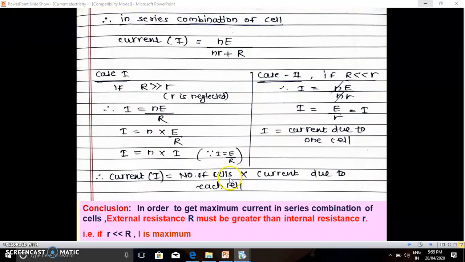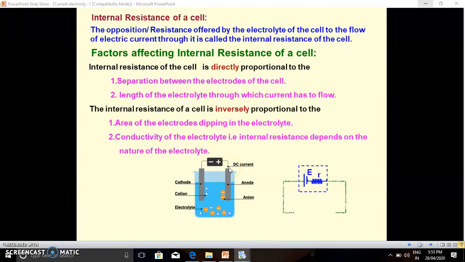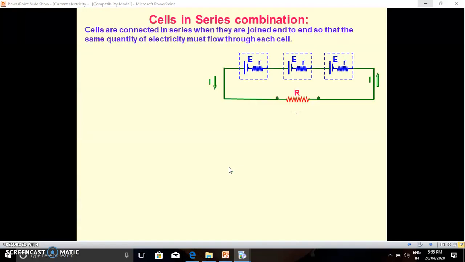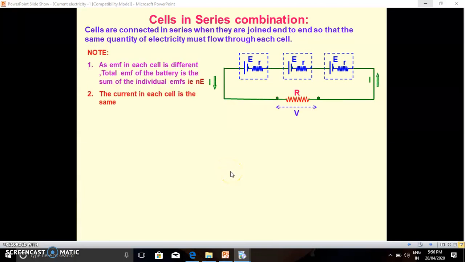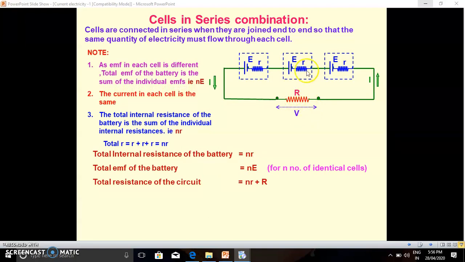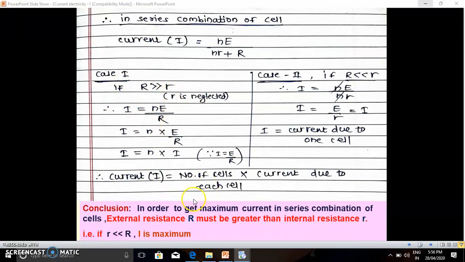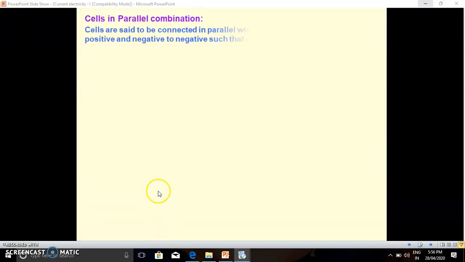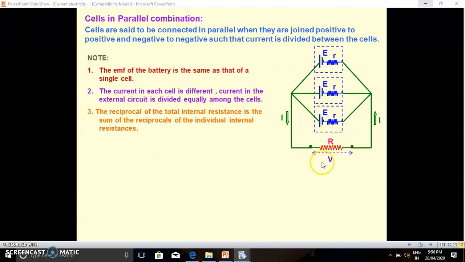So only one difference is there in both the cases. In series combination, if you want to get the maximum current, you have to take care that external resistance R should be greater than internal resistance r. Okay, then only we will get maximum current. External resistance R should be greater than internal resistance, then we will get maximum current in series combination. But it is the opposite in parallel. In order to get the maximum current in the parallel combination of the cells, we have to keep external resistance R very small as compared to internal resistance.